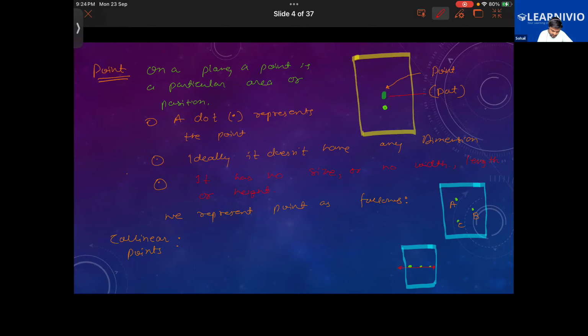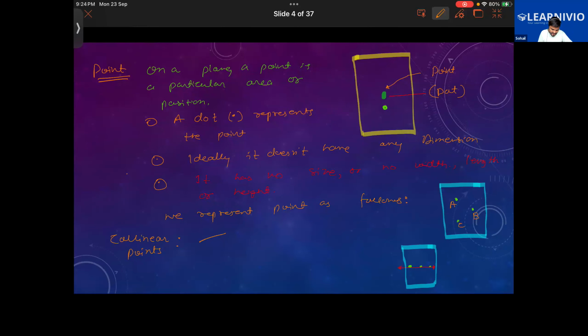Okay? So that is what collinear points are. If three or more points are lying on the same straight line, then they will be called collinear points.